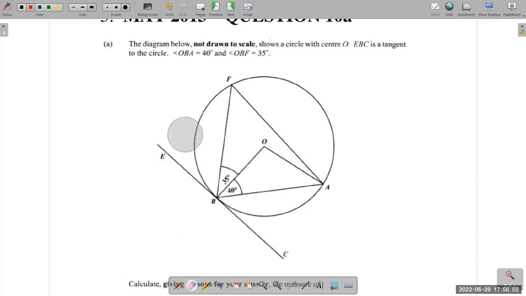Anybody see any other laws? You know what other law I see? I see the isosceles triangle. Because this is a radius. This is a radius. So this triangle inside here is an isosceles triangle. Right or wrong? So I know if here is 40, here is 40. And if here and here is 40, what is this angle in here? Then 100. 40 and 40 is 80. So 180 minus 80 is 100.